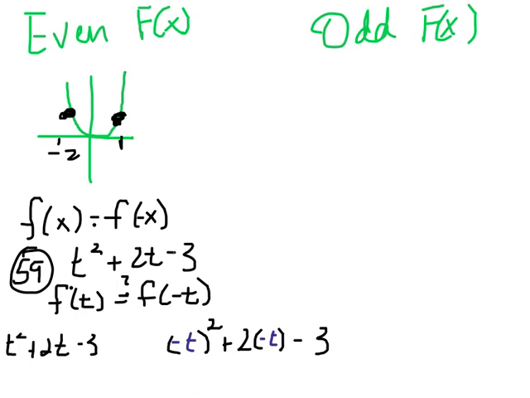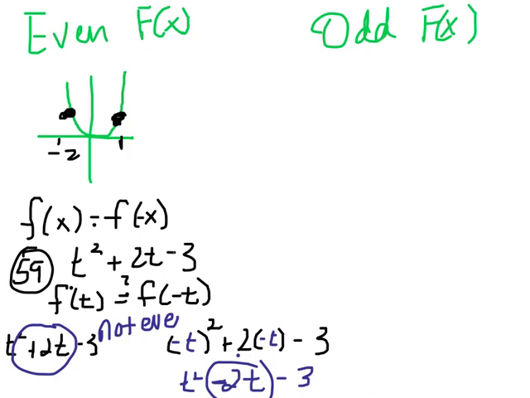Negative t squared would just be t squared, right? Square a negative, you get a positive. Y'all agree? So I'm going to write t squared down. Positive 2 times negative t would be negative 2t. Then I copy down the minus 3, but this is what messed it up. It has a different sign, doesn't it? So this is not even. That doesn't necessarily mean it's odd. Let me show you. We'll test this same one to see if it's odd.